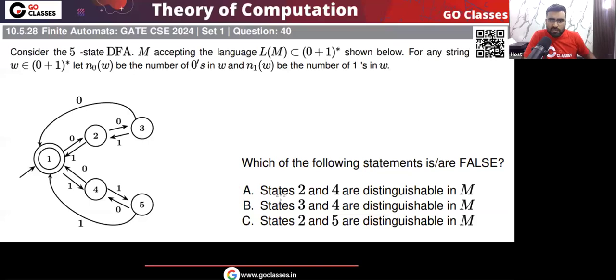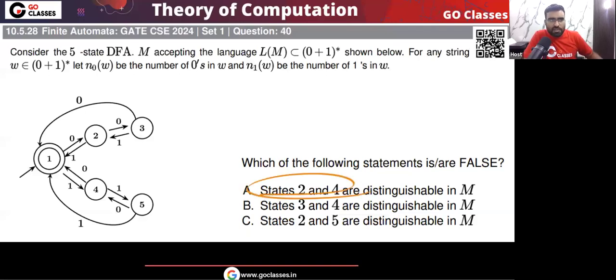These are the three statements, where the question is asking which states are distinguishable and which states are equivalent. This is a GATE 2024 question, and we have already seen this in this lecture. I hope this has become a piece of cake for you. Yes or no? So let's see.